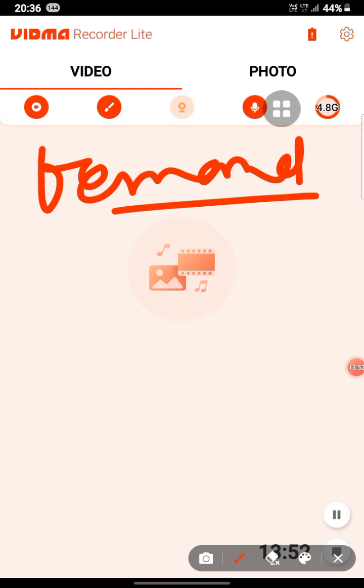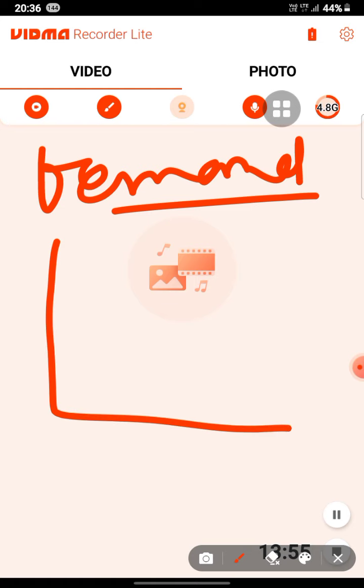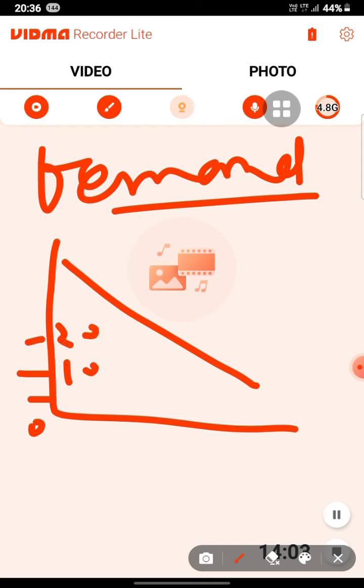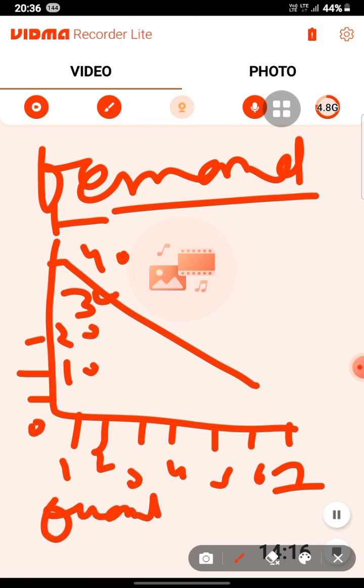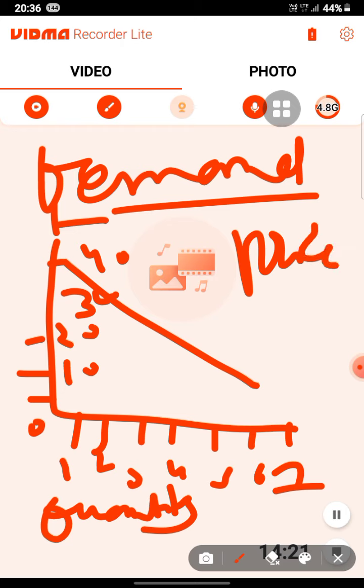So now we are discussing demand. I'm showing you a graph of demand: 0, 10, 20, 30, 40 on one axis, and 1, 2, 3, 4, 5, 6 and 7 on the other. Here is the quantity, and here is the price. Like one ice cream costs 10 rupees, 2 cost 20, 3 cost 30. So this is the demand curve.